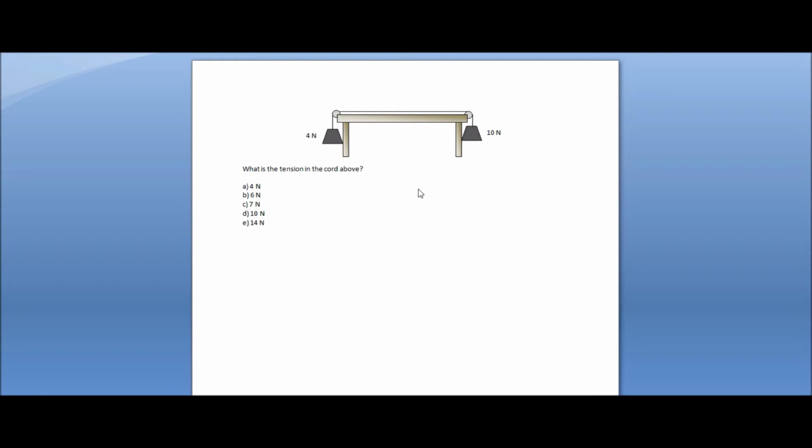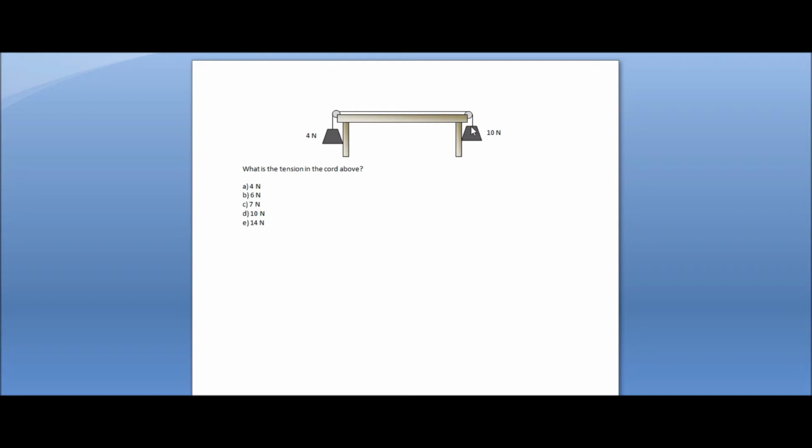So in our first question here, we've got two weights, a 10 Newton and a 4 Newton weight, attached by a string, and we're going to see if we can figure out the tension in that string. Here are our answer choices: 4, 10, 6, which looks like the difference between them, 7, which is what you get if you add them up and divide by 2, so it's the average, and then 14, just the sum of those two.